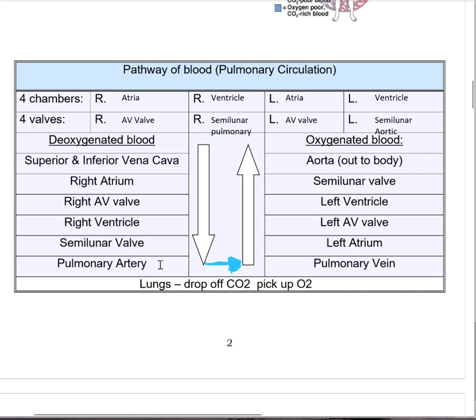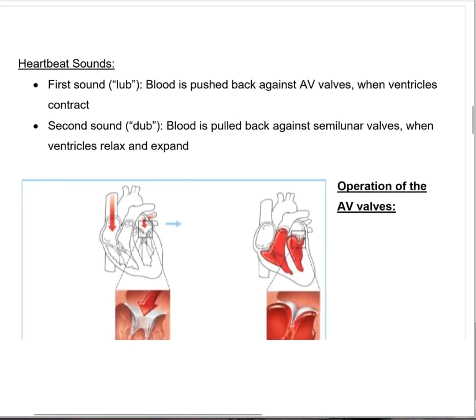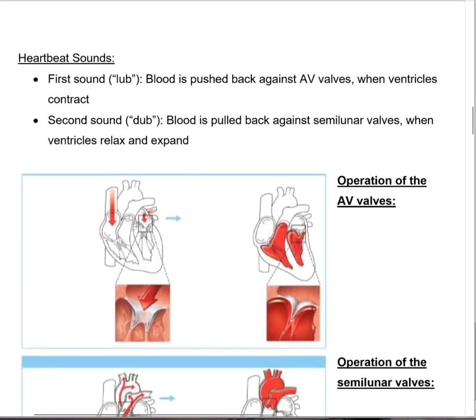So that is what we just went through. We went over all of those terms. So it's good to kind of know the basic pathway of the blood. It'll help you understand what's going on when we're talking about things.